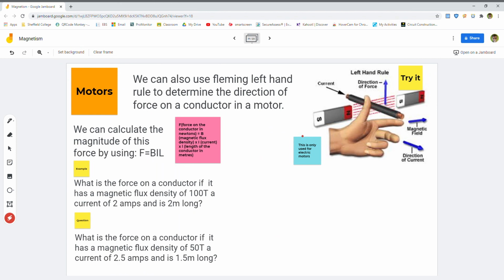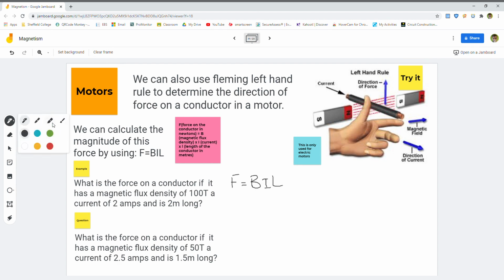We have a calculation to determine the amount of force that is produced by this setup. We can calculate the magnitude of this force by this equation: F equals B times I times L, or F equals BIL. F is the force on the conductor in newtons, B is magnetic flux density, I is the current, and L is the length of the conductor in meters. So let's write the equation out: F equals B I L.